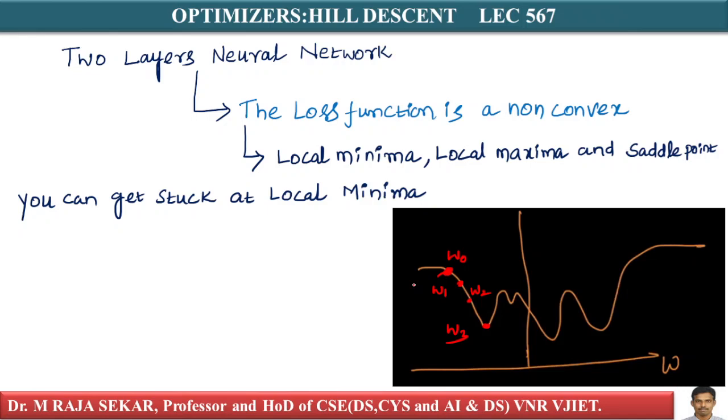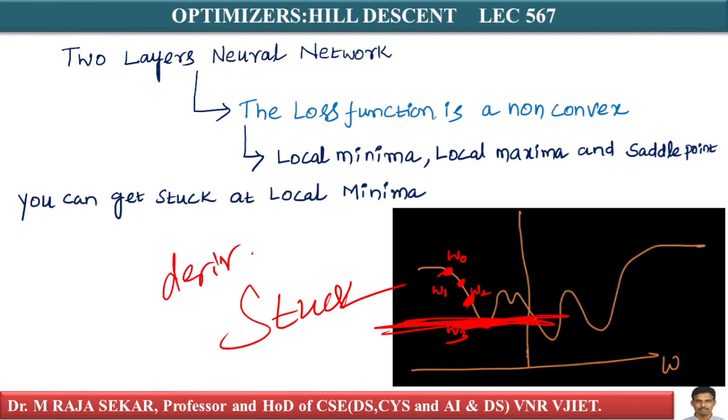I come here. Just see, I am at W naught. If I apply gradient descent, I will come here, again here, again here. Here, what happens? I came here and I will get stuck. Why? Because here your tangent derivative is 0. Derivative is 0 means there is no change between the old value and the new value, isn't it?